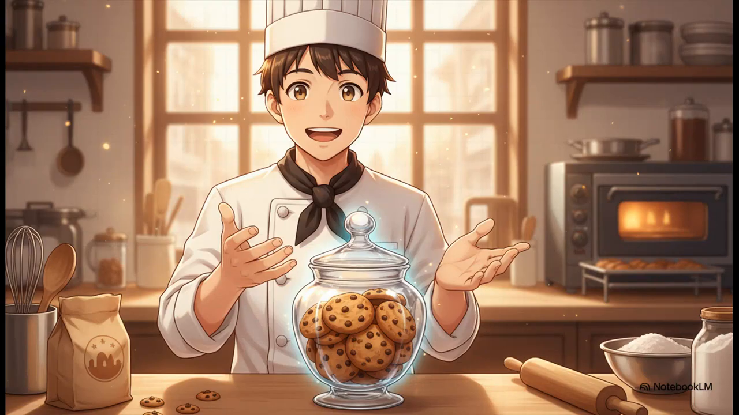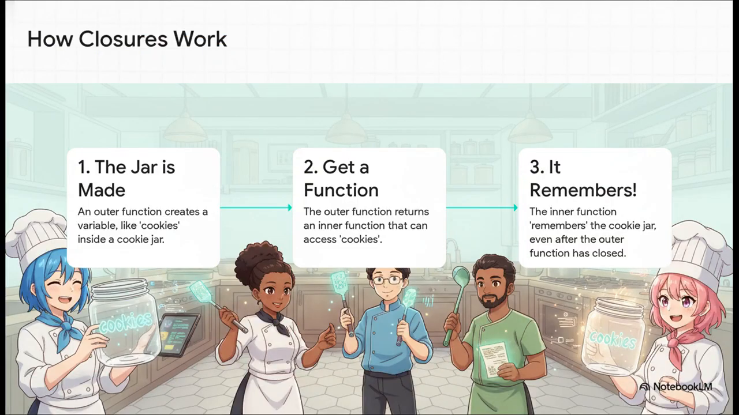Okay, we've seen how JavaScript handles things happening over time. Now let's look at another bit of magic that has to do with memory. It's a concept called closures. And to get our heads around it, let's talk about something simple: a cookie jar. Imagine you have a big function, and inside, it creates a variable, our cookie jar, with 5 cookies. Then, that function returns a brand new, smaller function whose only job is to eat a cookie.